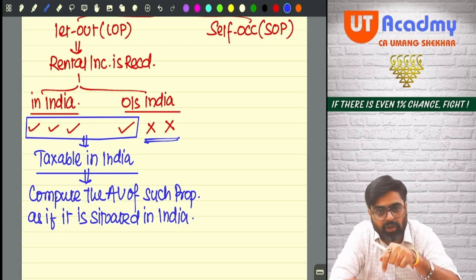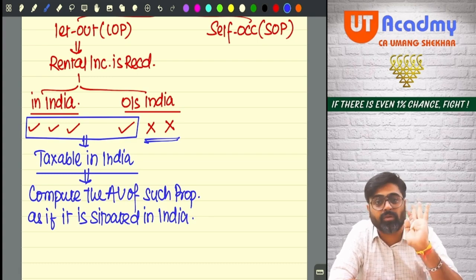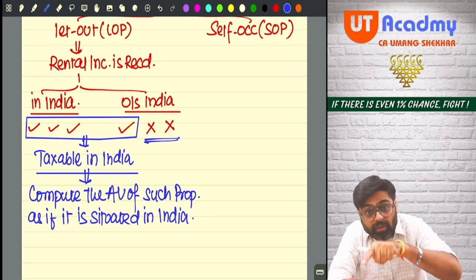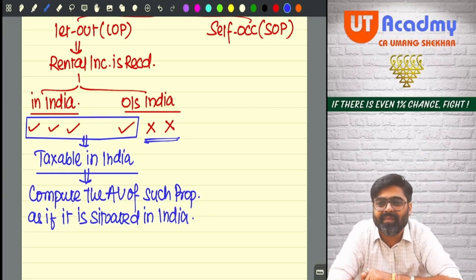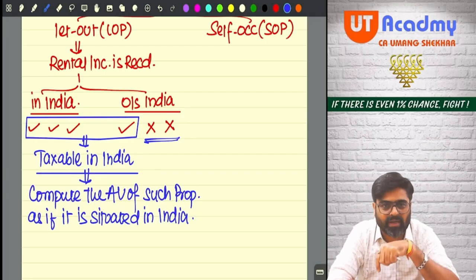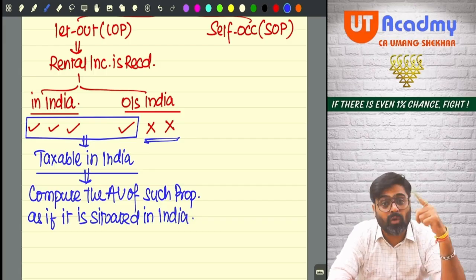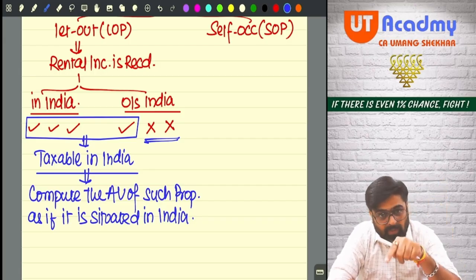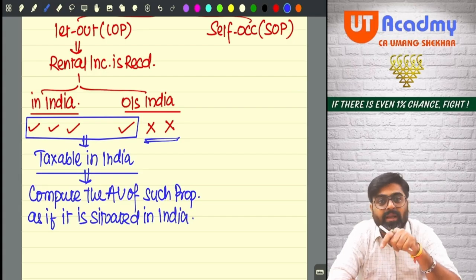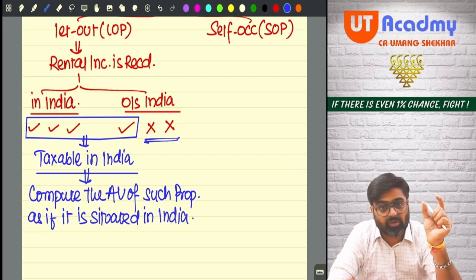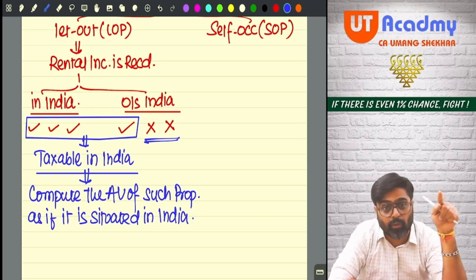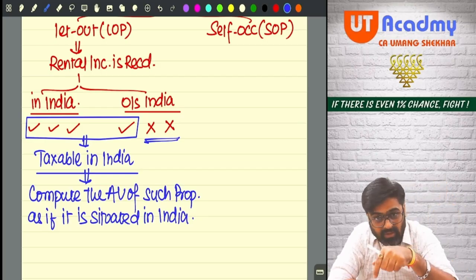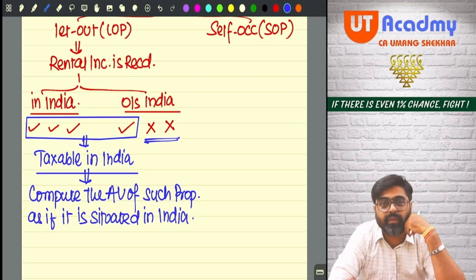From that GAV, will you be able to claim the deduction for municipal tax of this property which you have paid to a local authority which is outside India? If the property is situated outside India, the local authority under whose jurisdiction this property is coming will not be in India. That local authority will be outside India. So any municipal tax for this property which you have paid to a local authority which is situated outside India, will you be able to claim that municipal tax here from this income? The answer is yes.